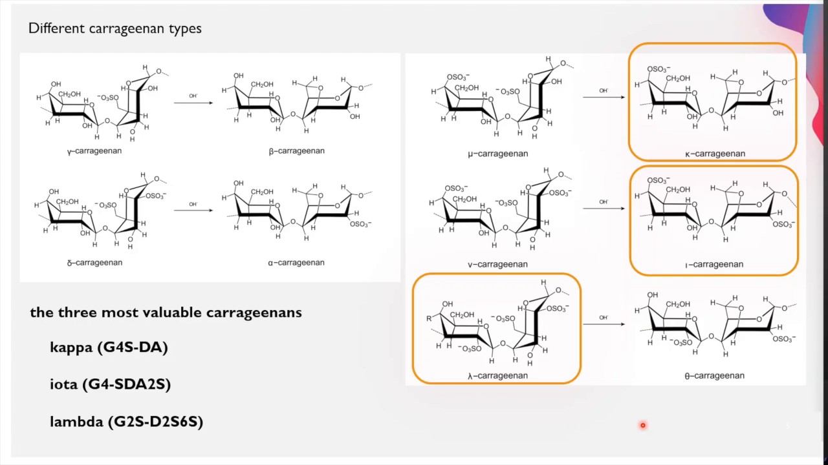And here shows the structure of different carrageenan types. We can see that mainly the differences are in the sulfate group, the position or the number: 1 sulfate, 2 sulfates, and 3 sulfates. And the most valuable carrageenans in terms of industrial applications are kappa, iota, and lambda. So we can see that the different number and position of the sulfate group are very important for carrageenan properties. If we want to better control its properties, we should try to control the sulfate group.